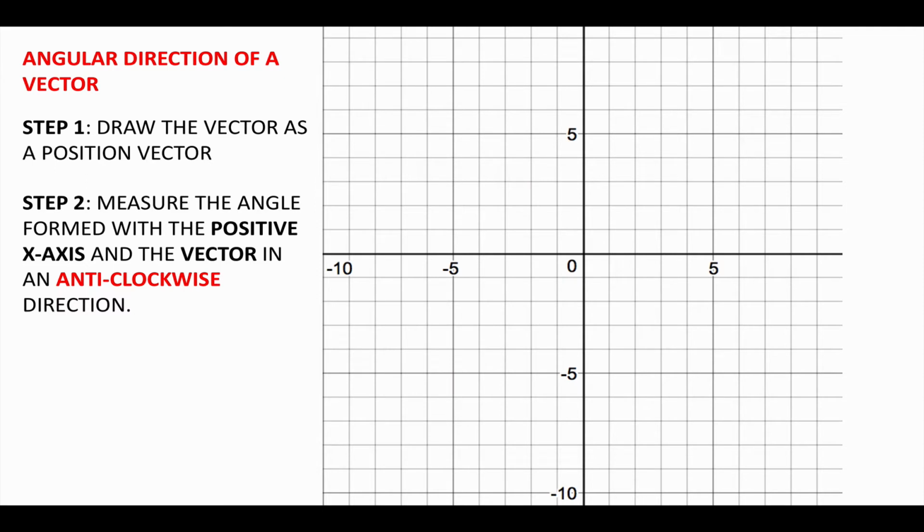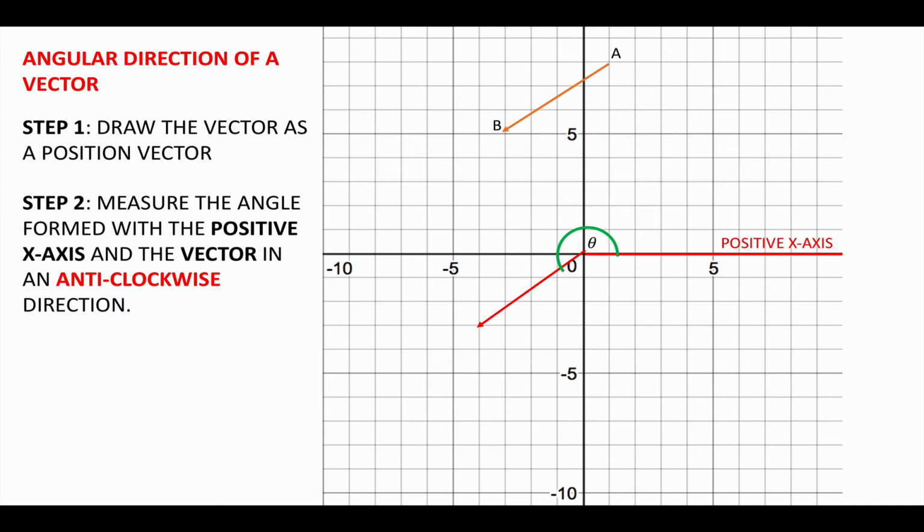Let's look at another example. Again, I have a vector AB, and if I want to find the angular direction of this vector, I first need to draw the vector as a position vector. Now remember, the angular direction is the angle formed with the positive x-axis and the position vector, and it is measured in an anti-clockwise direction.